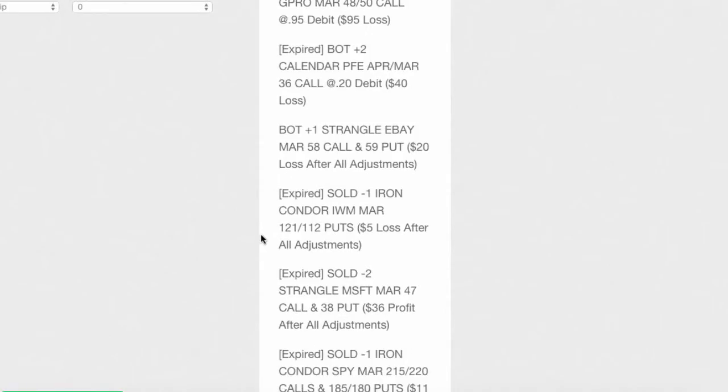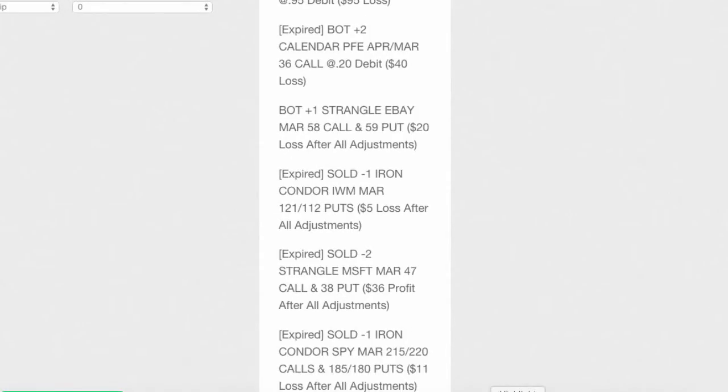Our Iron Condor in IWM, after all adjustments that we made, only took a $5 loss. This one, again, is really key because this is a position that moved completely against us. Our Iron Condor was below the market. The market moved against our position to the top side. And even after all the adjustments that we made, we only took a $5 loss, which could have been much more. So again, it really helped to make an adjustment in that case.